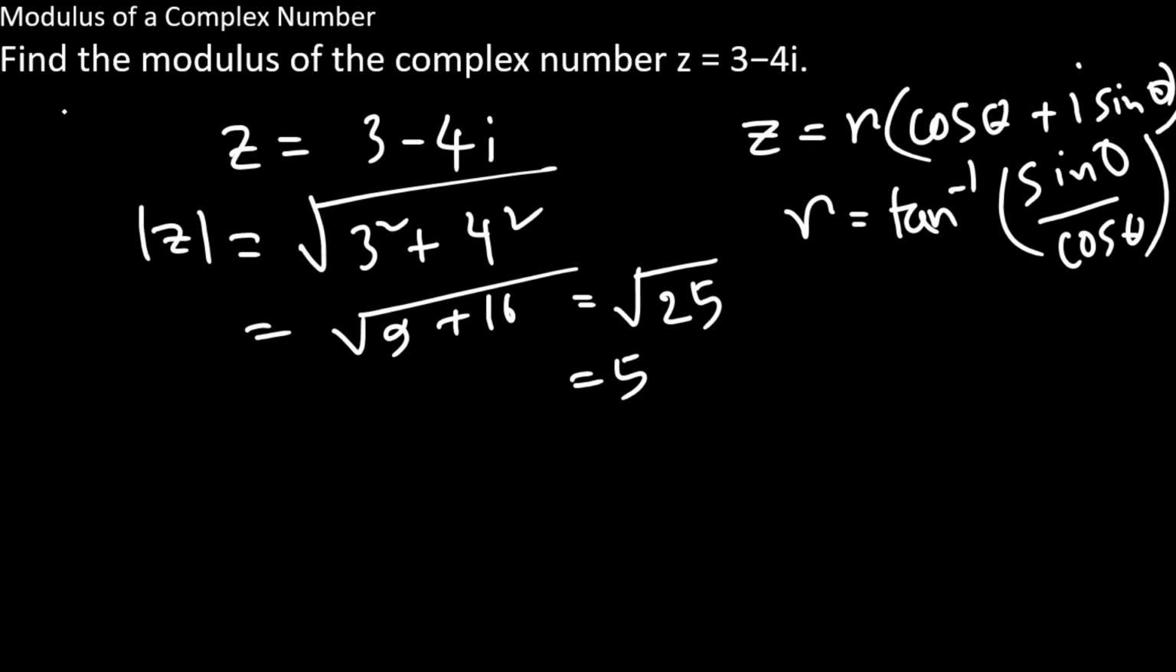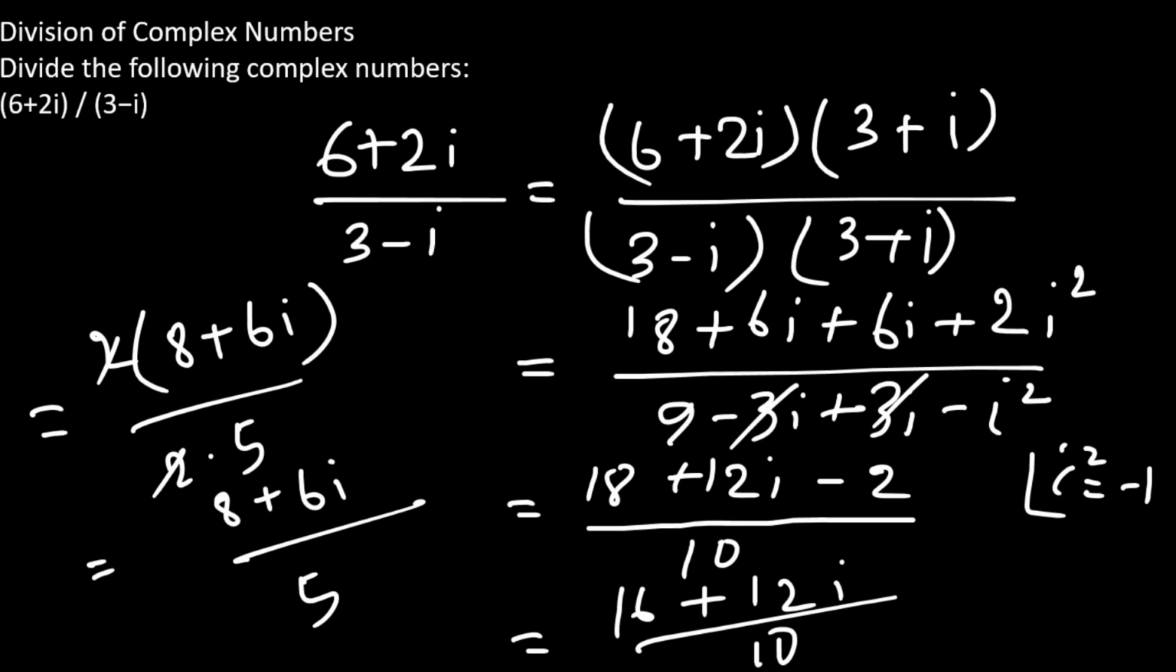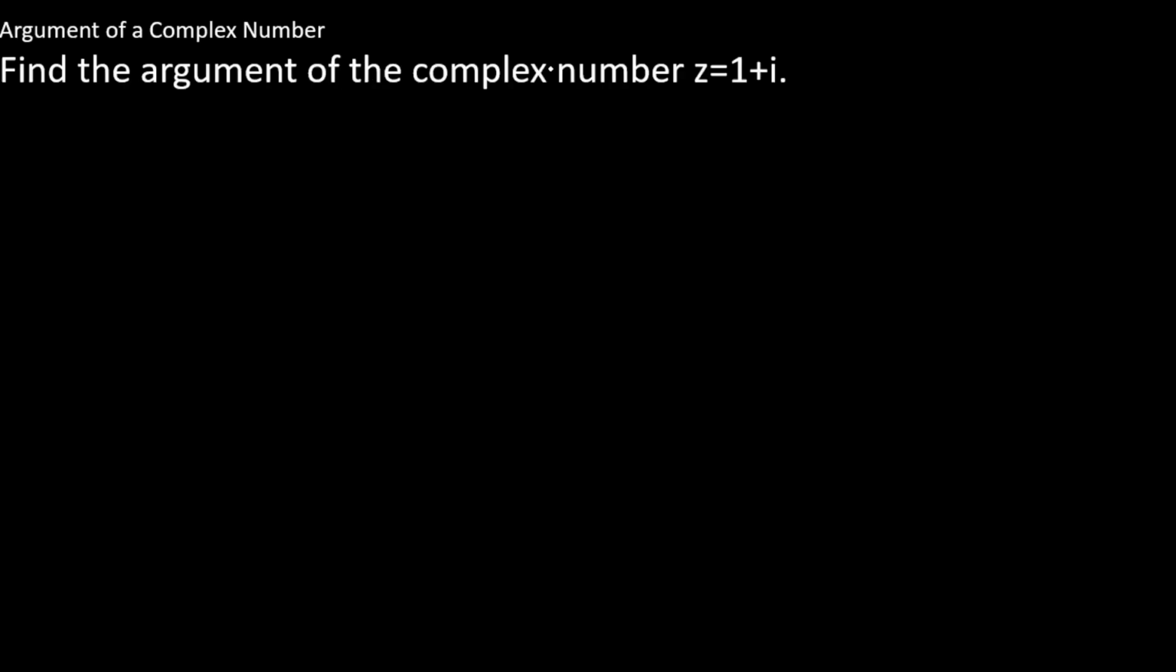So here, find the modulus of the complex number z equals 3 minus 4i. So here the modulus of z equals 5. Here is the answer.